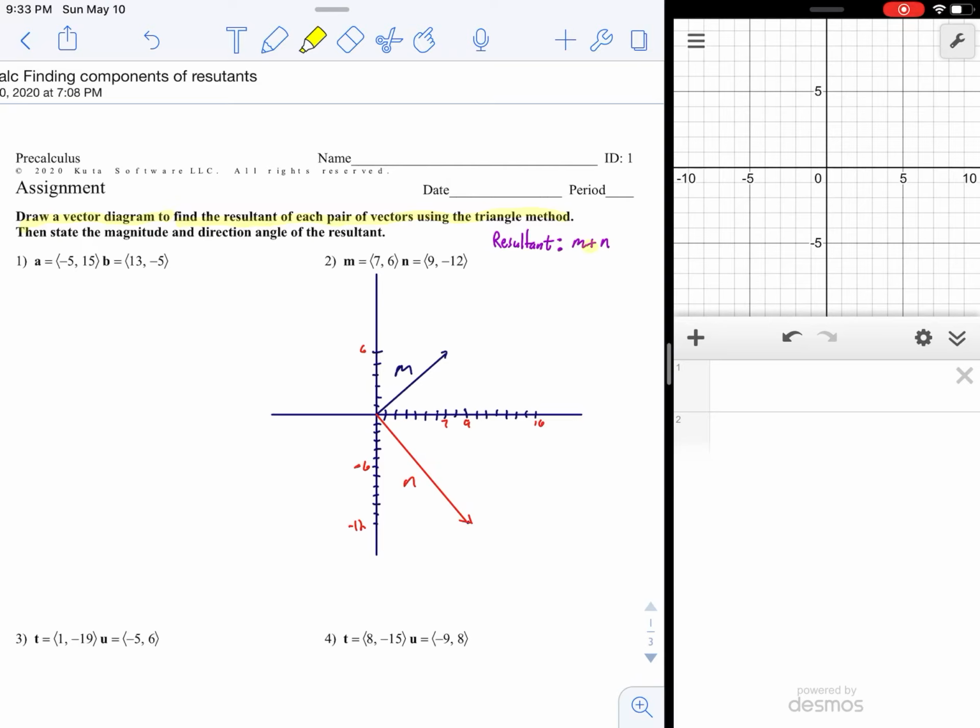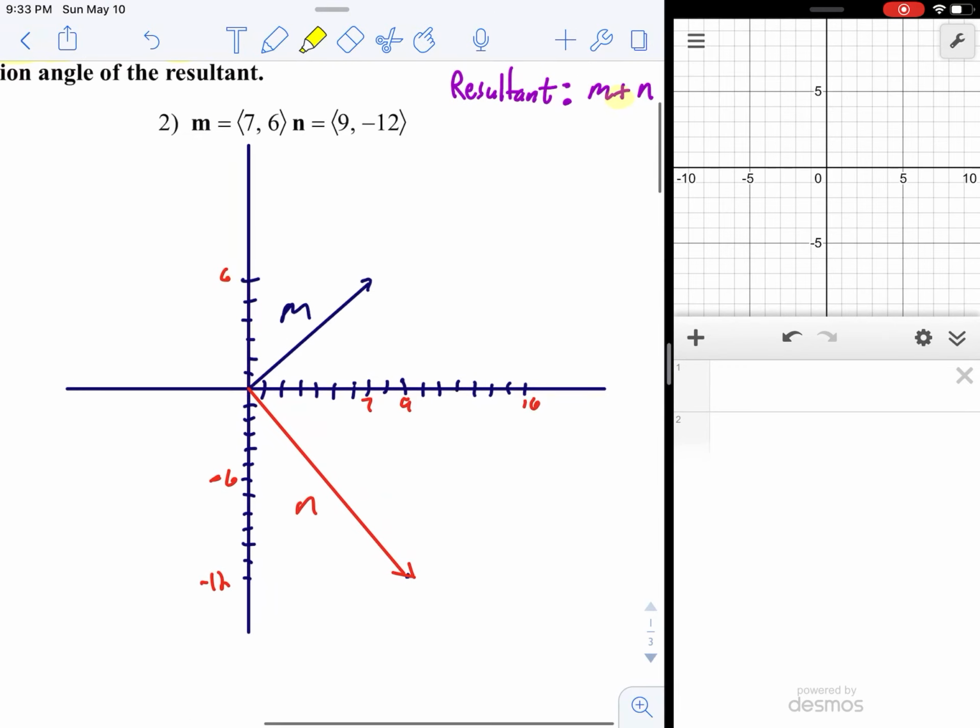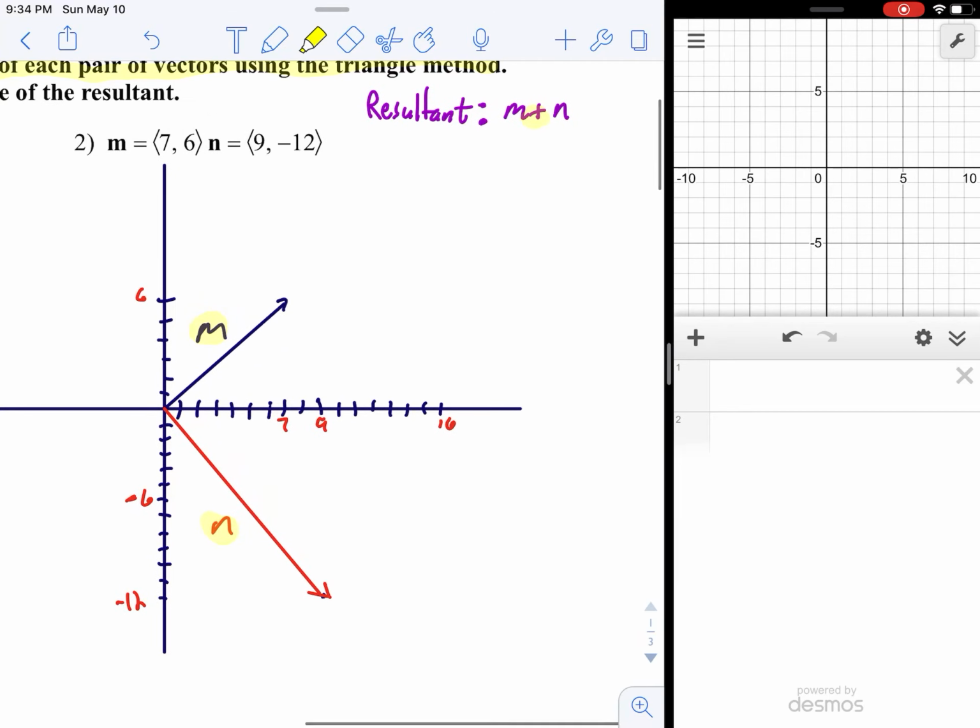Then we need to state the magnitude and direction of the resultant vector. So we've already done direction and magnitude, so that's going to be a repeat. The resultant vector is going to be like the outcome of the drawing. So for number 2, we've got two vectors, <7, 6>, m, which I have drawn here, and <9, -12>, which is n, which I have drawn there. And we're supposed to draw what it looks like when you add them together, m plus n.